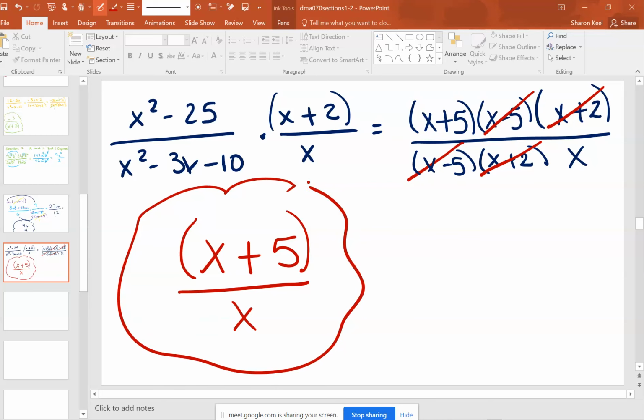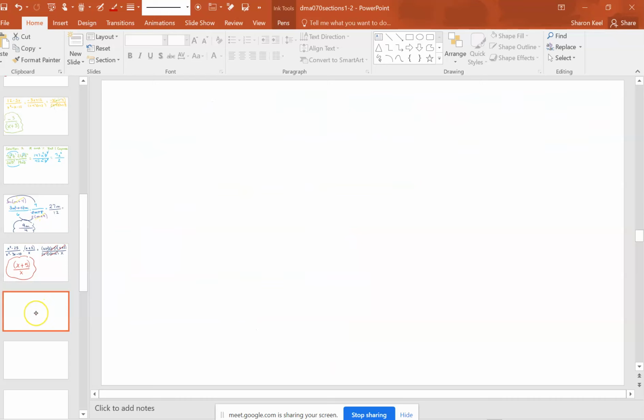So the multiplication problems are factor each numerator and denominator and then cancel things out. When we move to the division, I'm going to start the division by doing an example of just basic fractions. Dividing.